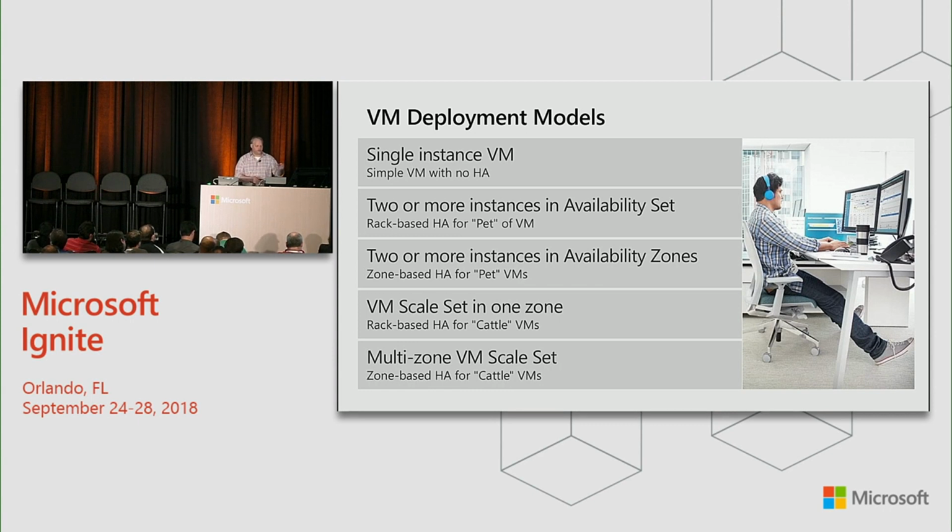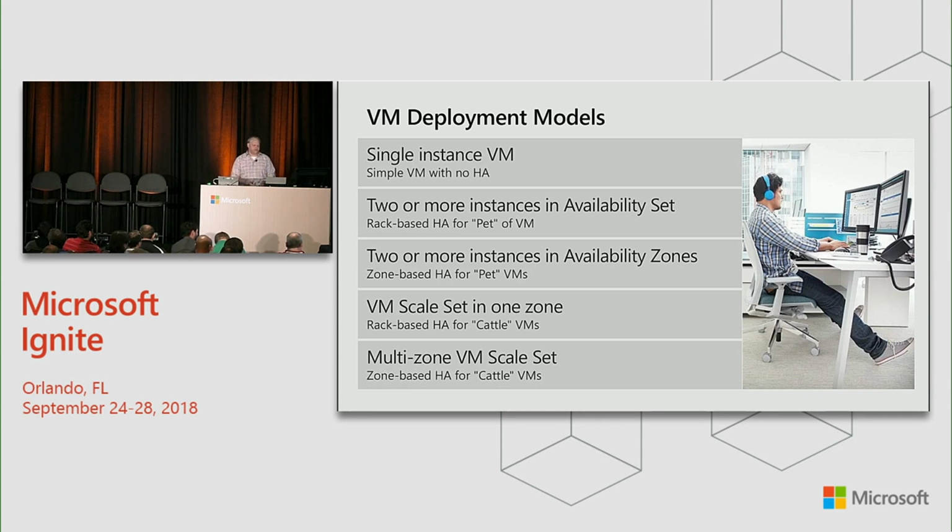But as you move into 2 or more VMs in a pet model, you use this thing called availability set. Or if you're in a location where there are zones, you don't need to use availability set. You can just deploy those instances, 2 or 3 instances, across individual availability zones. A scale set, however, is a solution that's really targeted at the cattle, if you will. And so a scale set can be deployed in a single zone, or a scale set can be deployed across multiple zones.